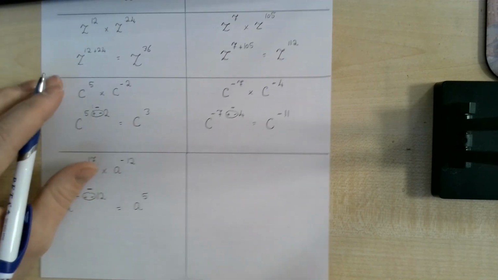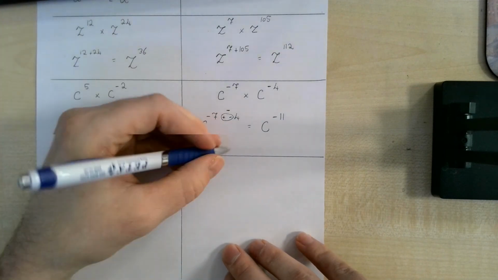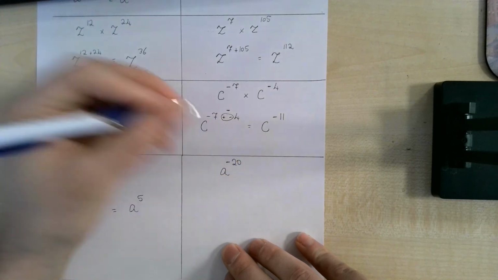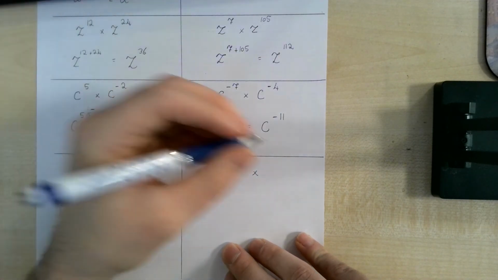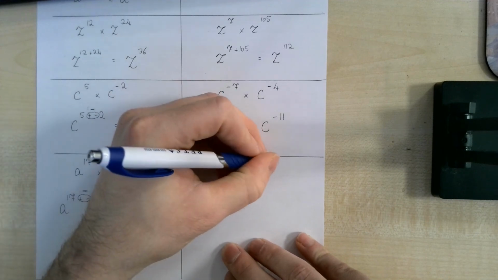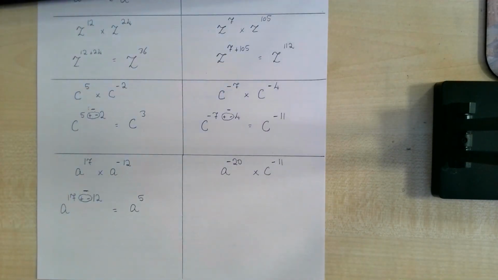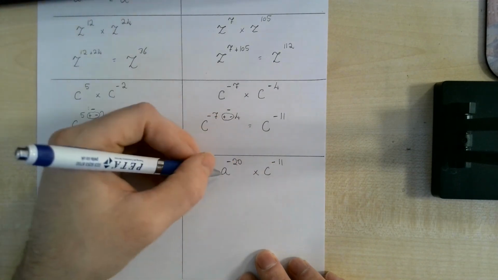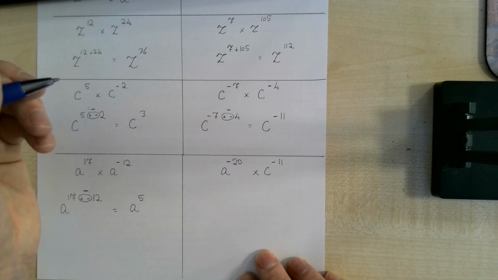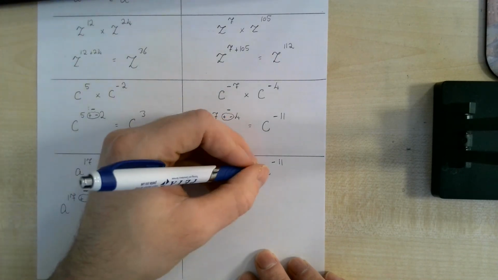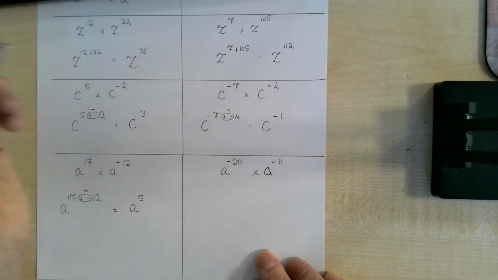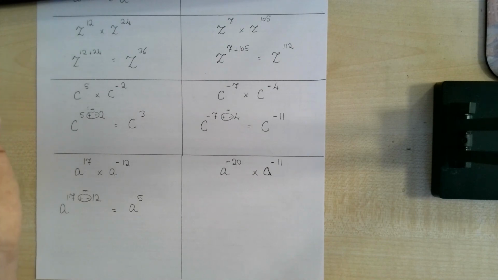Let's try one more, similar to this top one here actually. Let's stick with a variable of a, and we will go with minus 20, multiplied by c to the power of minus 11. Pause the video and see how you did now. So, apologies, one correction on this one before you pause it. We've got two different variables here, so we can't actually multiply them together. So let's change that c into an a, and now we can multiply them together. So pause the video again and see how you're doing it.